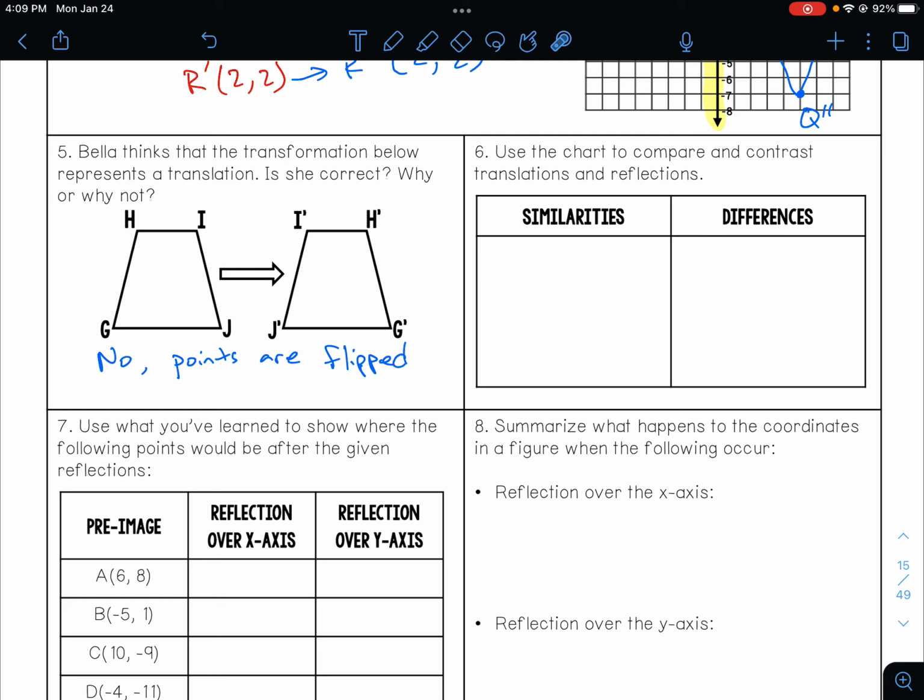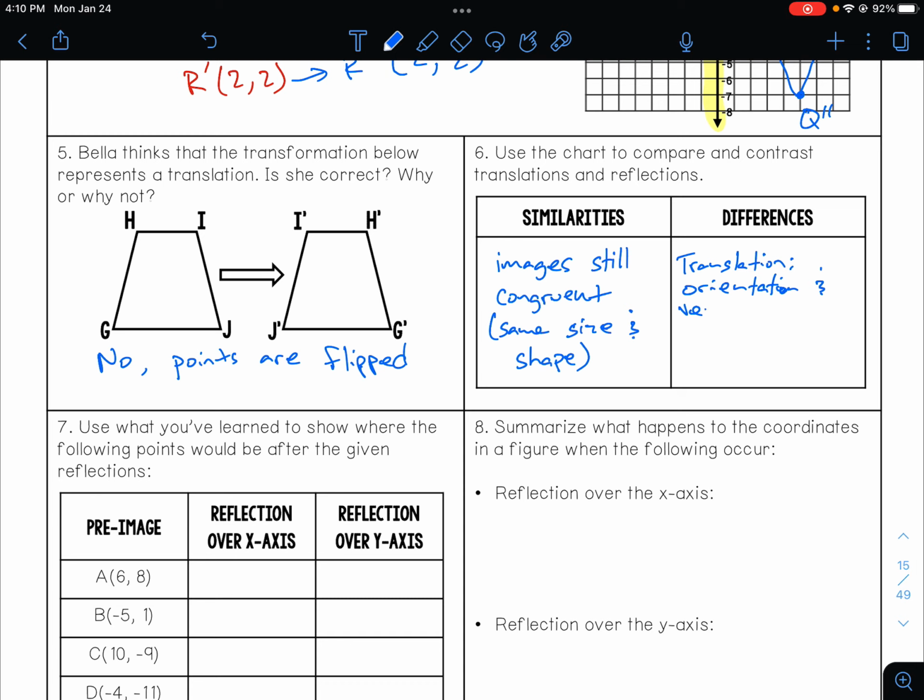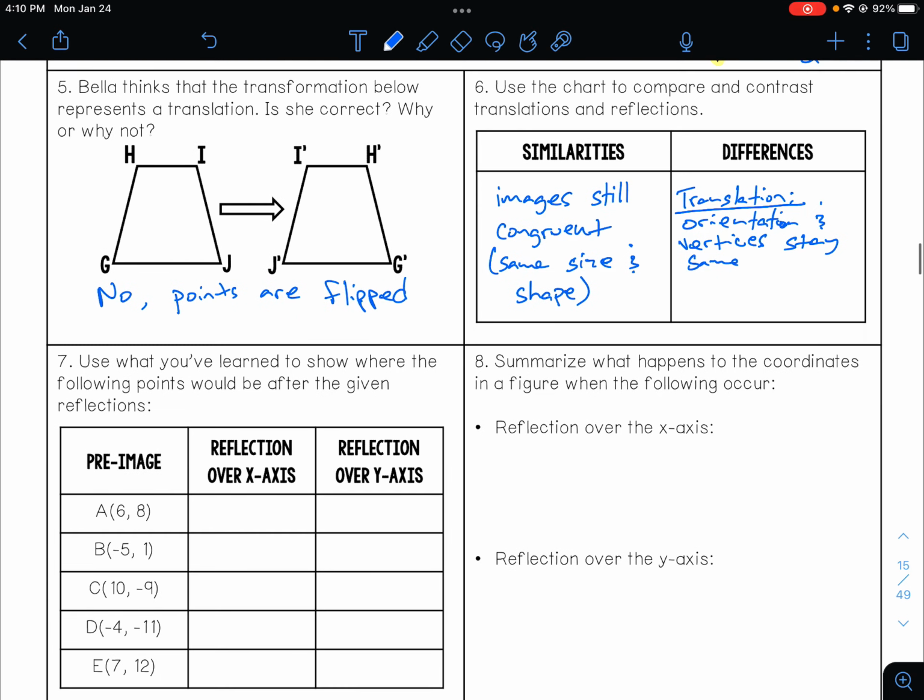What do they have that's different? Well, with a translation, orientation and vertices stay the same. With a reflection, orientation is flipped.